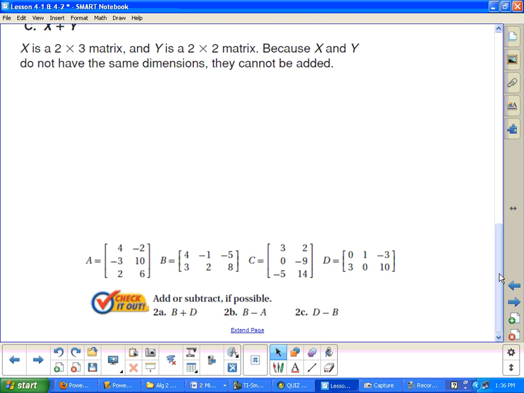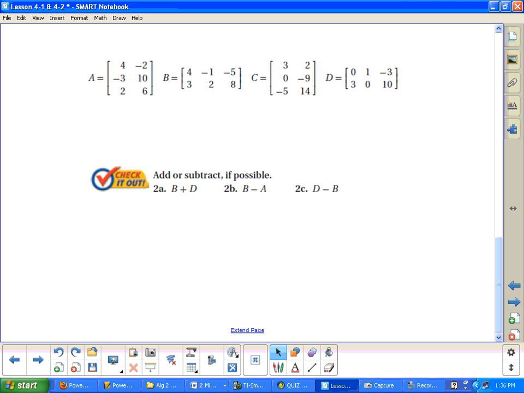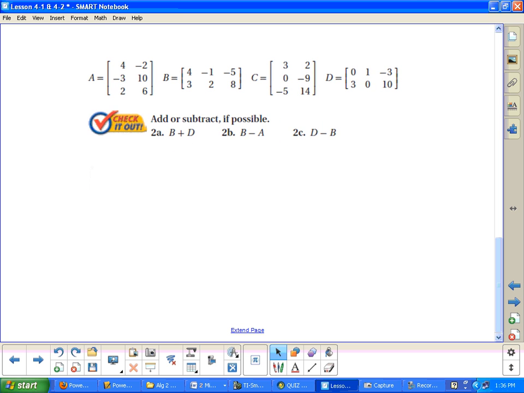Okay, so let's do one of these. Let's do one we can do. So which ones can I combine? Can I do A? B and D, can I add them together? Yes, we can. How about B minus A? No, because they're different. And what about C? Can we do D minus B? Okay, so I want you to do C. Do this one.